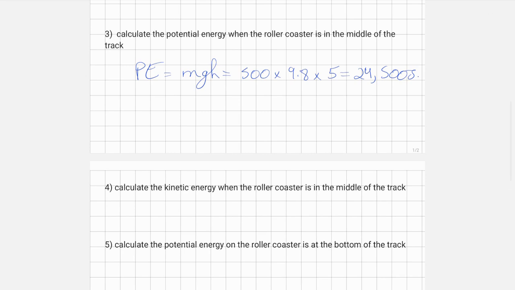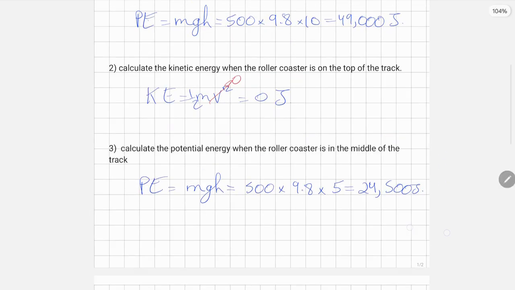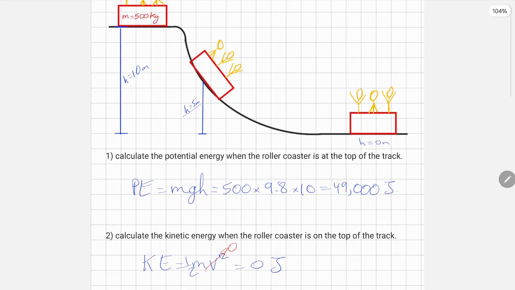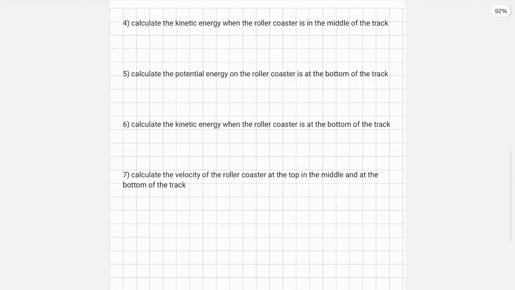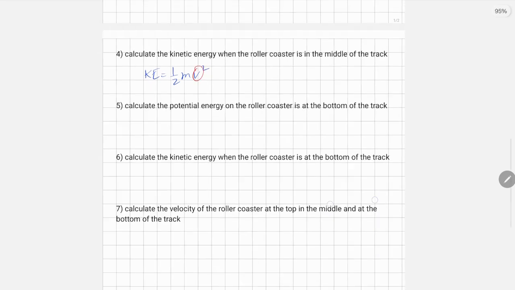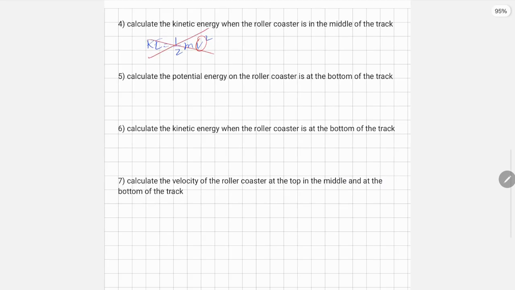Calculate the kinetic energy when the roller coaster is in the middle of the track. Now, we don't really know the velocity of the roller coaster when it's in the middle of the track. So we need to remember another formula. When you try to use the formula kinetic energy equals half mv squared, you're going to notice that we don't have the velocity. So you cannot use this formula.